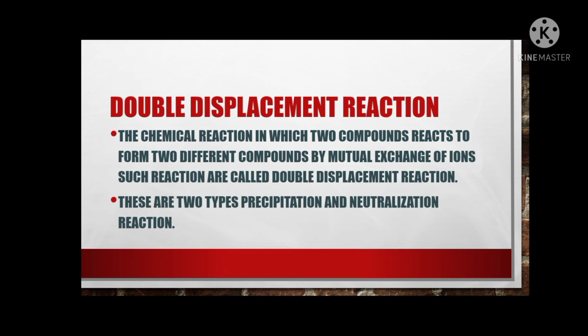Next reaction is a double displacement reaction. It is also a type of chemical reaction in which two compounds react to form two different compounds by mutual exchange of ions or radicals. Such reactions are called double displacement reactions. This can be studied in two ways, that is, precipitation reactions and neutralization reactions.